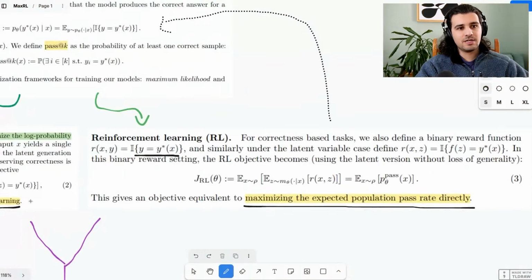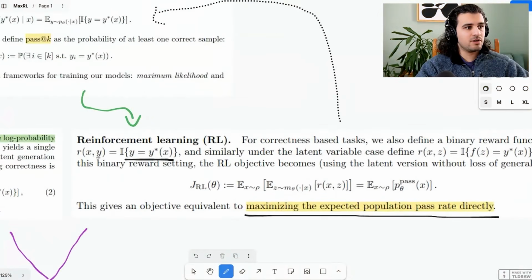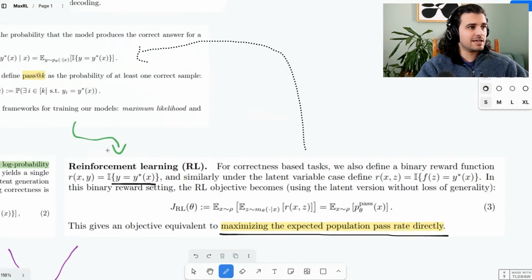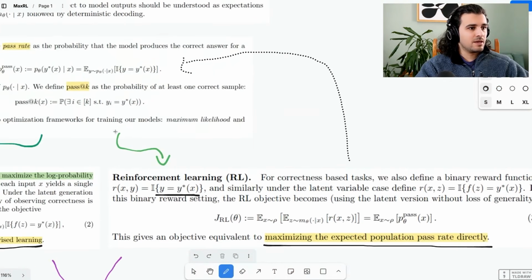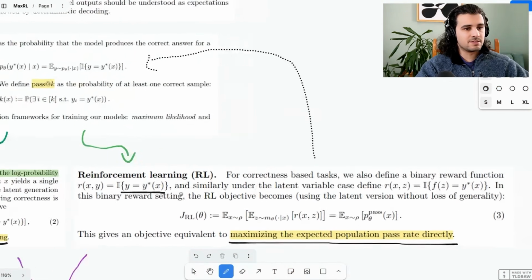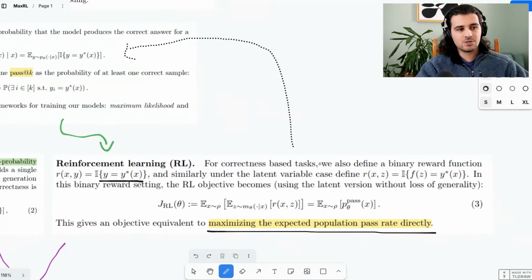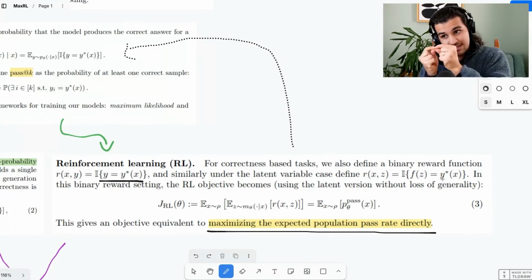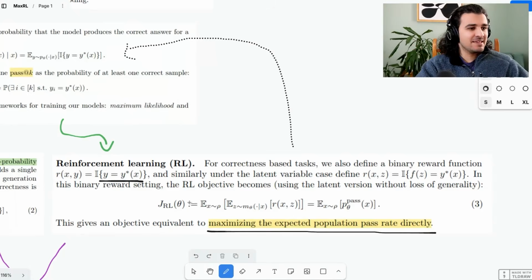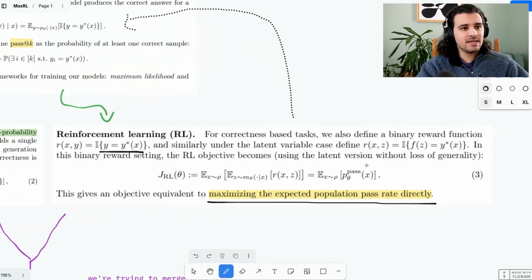And then reinforcement learning is kind of the same thing, but here we have a reward, and the reward is defined like that, so y equals y star of x. In this case, with the latent variable, with the rollout, you have the decoding function on the latent equal to y star of x. They're literally going step by step for you, like every word is a little step. So this is in the binary setting, and then you get that.